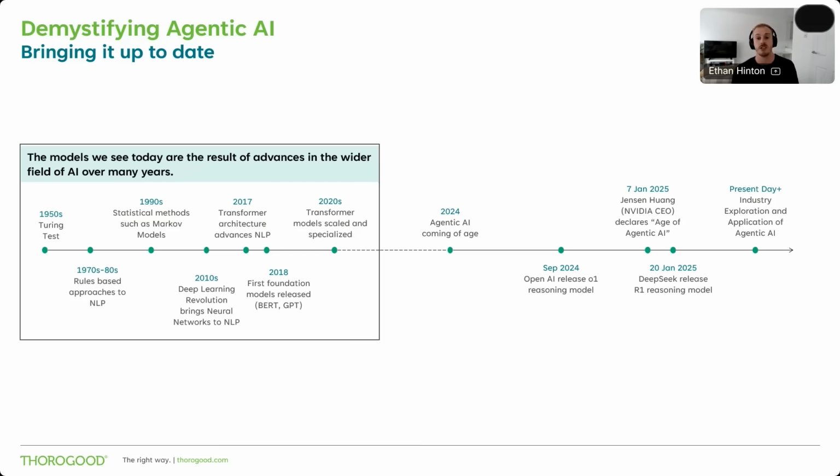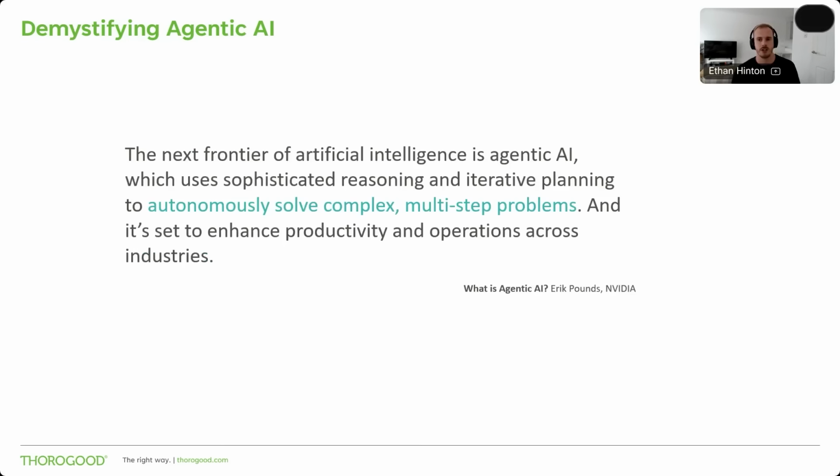Now we're seeing businesses start to explore agentic AI and use it to automate processes that could previously only be done with human oversight. I mentioned agentic AI a lot just then, and you're likely wondering what it is. I think this quote that you can see on the screen from Eric Pounds at NVIDIA describes it quite well. He says the next frontier of artificial intelligence is agentic AI, which uses sophisticated reasoning and iterative planning to autonomously solve complex multi-step problems.